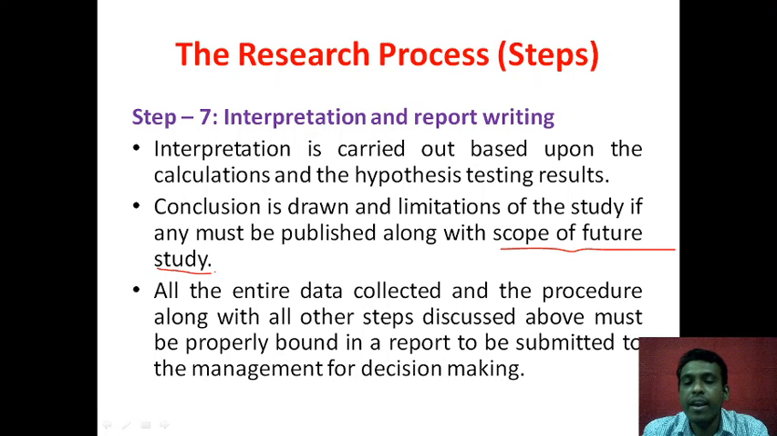The entire data collected and the procedure, along with all other steps you have followed, that is 1 to 7, have to be documented, printed, bound, and submitted to the management, so that the management can take effective decisions. So these are the 7 steps that need to be followed in a research process, in brief. In detail we are going through them one by one. They are included in modules 2 to 6, in fact 6 modules are there in market research. So modules 2 to 6 discuss your entire research process in detail. So with this we end our today's lecture.